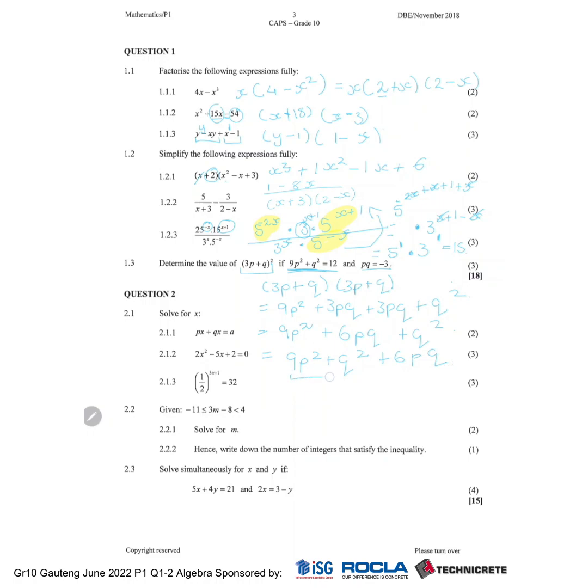So if 9p squared plus q squared is equal to 12, we can substitute that in. And we know pq is equal to minus 3. We'll just substitute that in as well. Therefore, 12 plus 6 times minus 3 is 12 minus 18. Therefore, the answer is minus 6. So that's it for question 1, Algebra, November 2018 DBE paper.